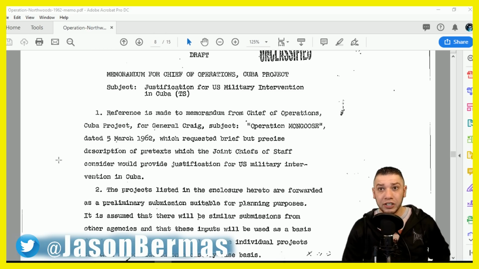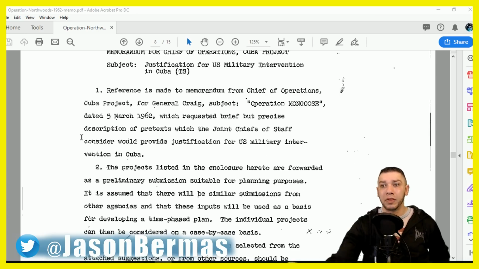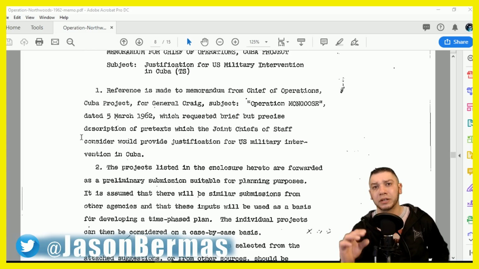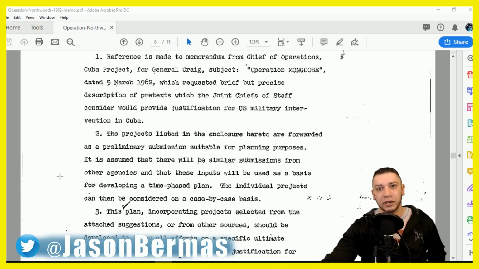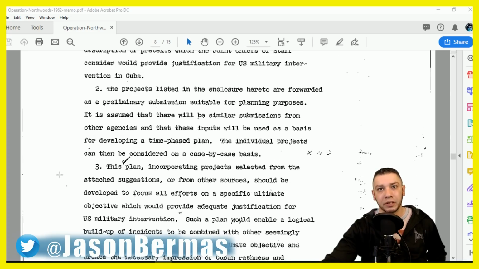Memorandum for the Chief of Operations Cuba project, justification for U.S. military intervention in Cuba. 1. Reference is made to the memorandum from Chief of Operations Cuba project from General Craig, subject Operation Mongoose, dated the 5th of March 1962, which requested brief but precise description of pretexts which the Joint Chiefs of Staff consider would provide justification for military intervention in Cuba. So much repetition in military stuff, guys.